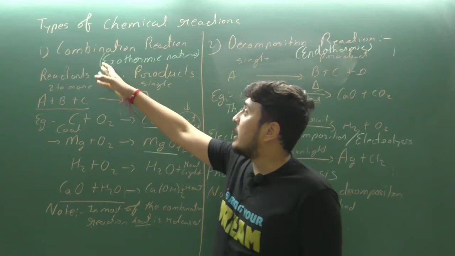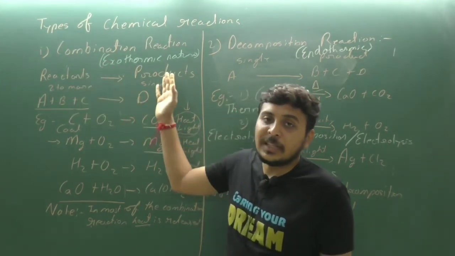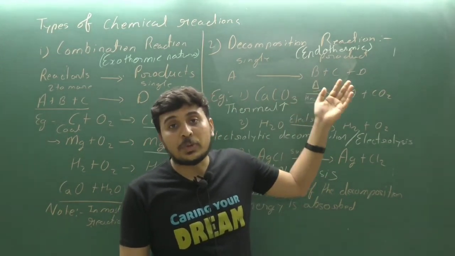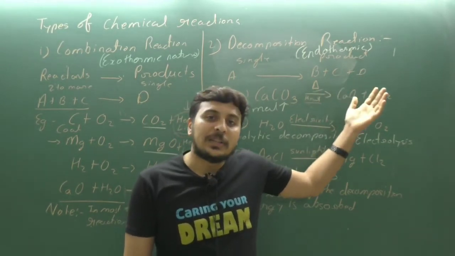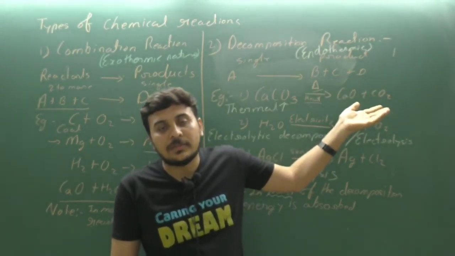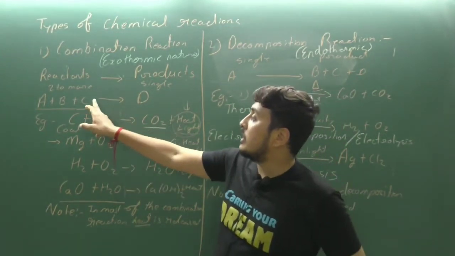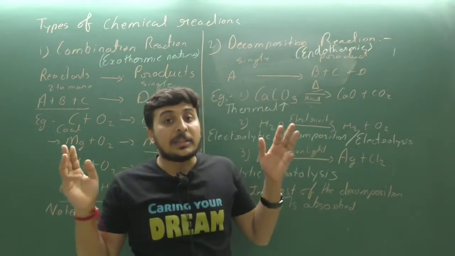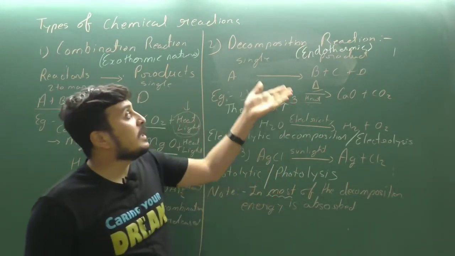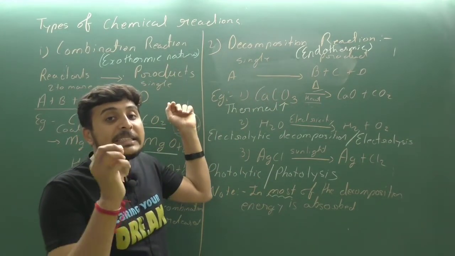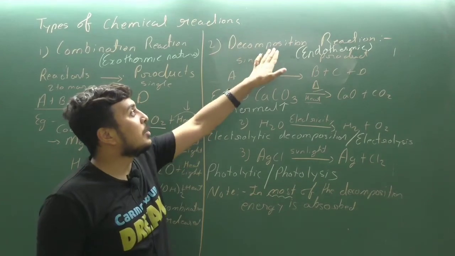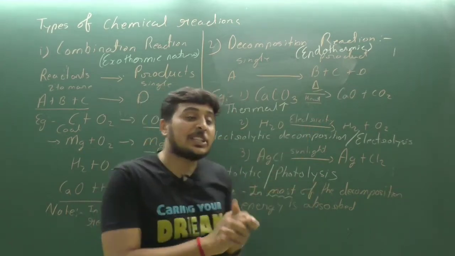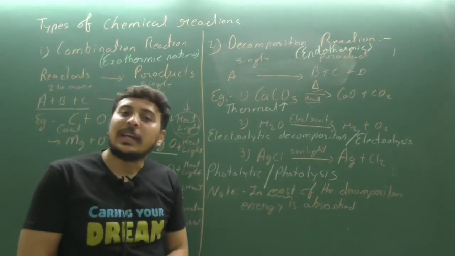What are the definitions? The reaction in which two or more reactants combine and form a single product is known as combination. Similarly, the first point here would be if a single reactant gets decomposed or divided into two or more products, then it is known as decomposition reaction. Clear? Second, you can write the equation: A plus B plus C gives D. Here A gives B plus C plus D. Clear? Third, in most combination reactions heat is released, so it is exothermic. In most decomposition reactions energy is absorbed, so it is endothermic. Now the next and last point will be examples.